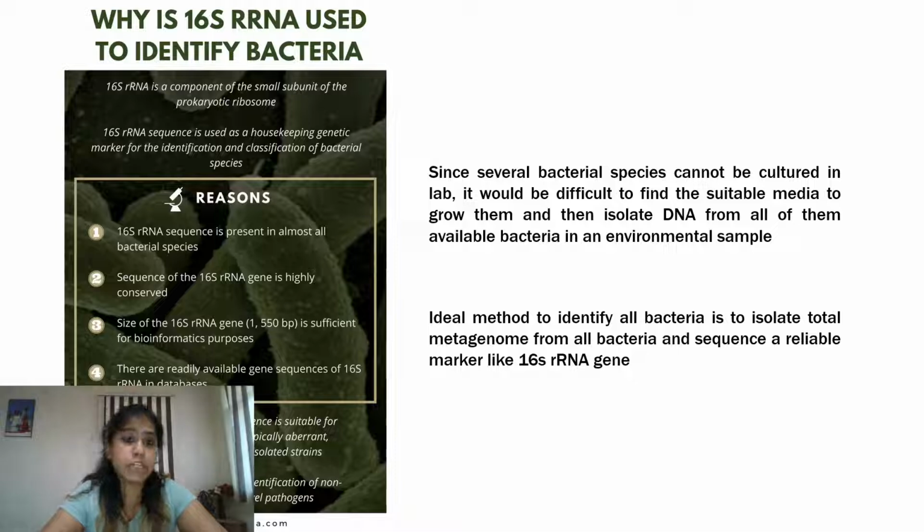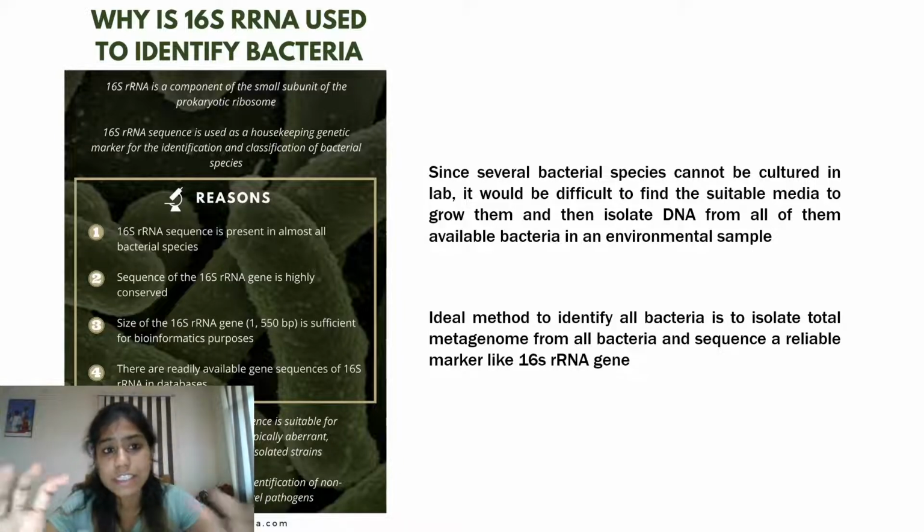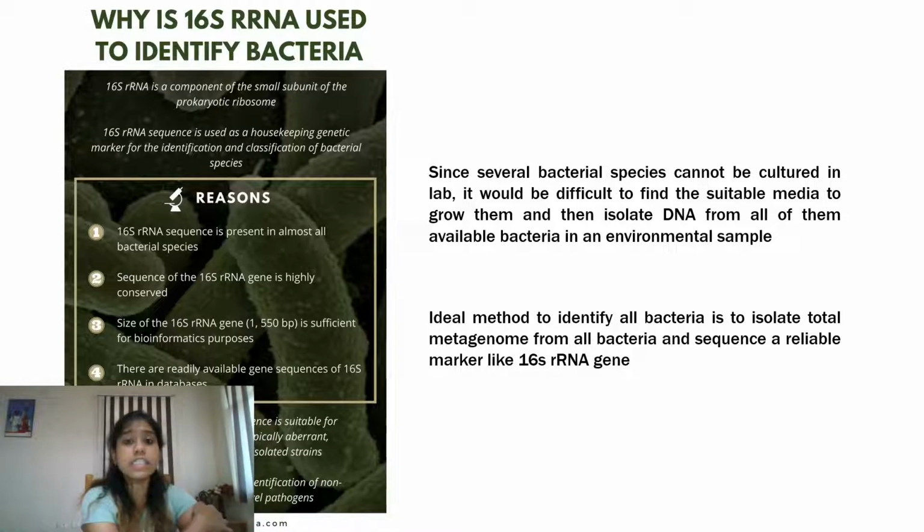Any region or any particular amino acid which is not really important for the structure or for binding with other molecules is not under any selection pressure, and hence it can change. So there will be some minute differences in some of these regions, which is what will give us an idea about how these bacterial species are changing or varying. And the size of the 16S rRNA gene is around 1500 base pairs, which can be sufficiently amplified with very minimal effort in any PCR reaction or any metagenomic sequencing reaction.